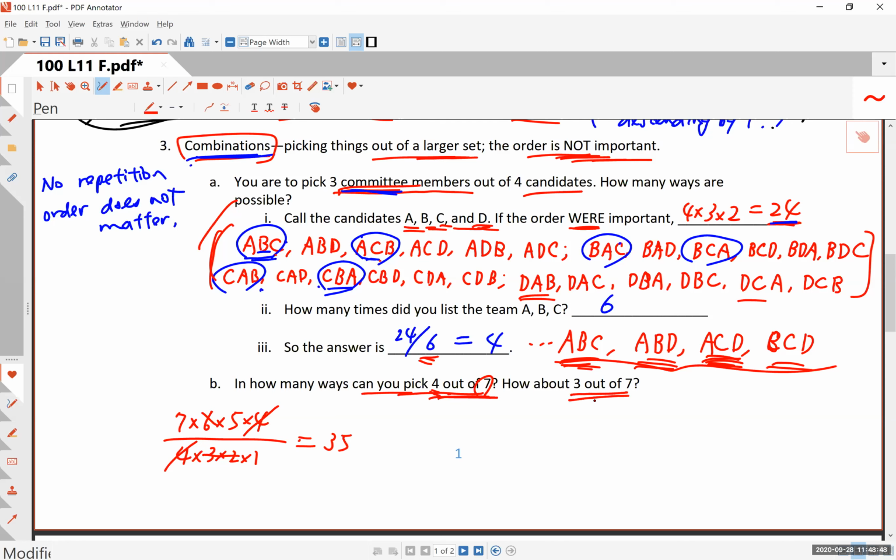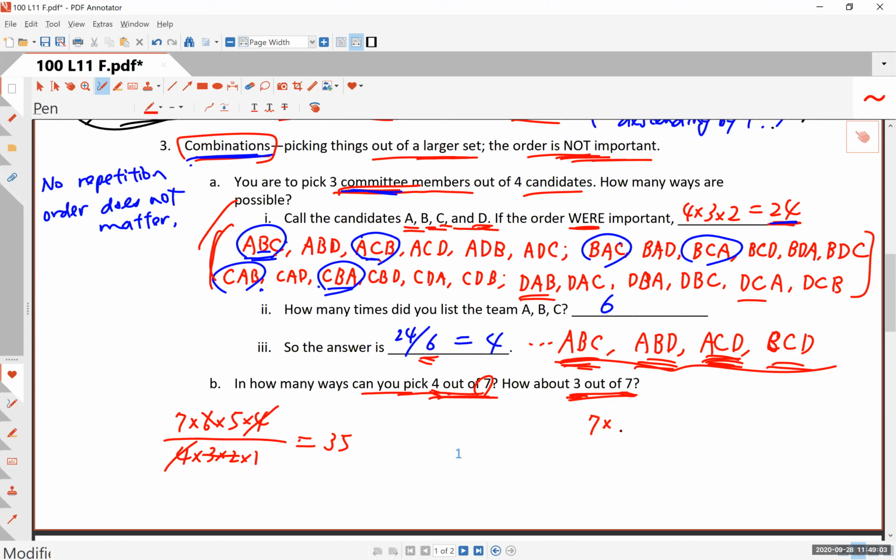Let's say, how about 3? If you had 7 children, and this time a game involves only 3 players, so you pick 3 out of 7. How many ways can you pick 3 children out of 7? Think of the permutations first.